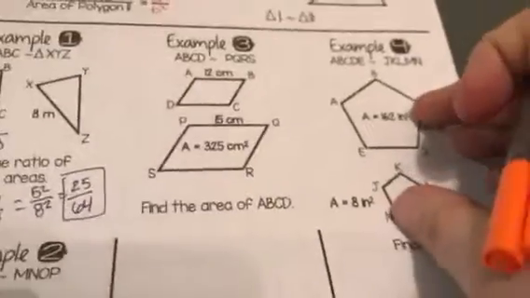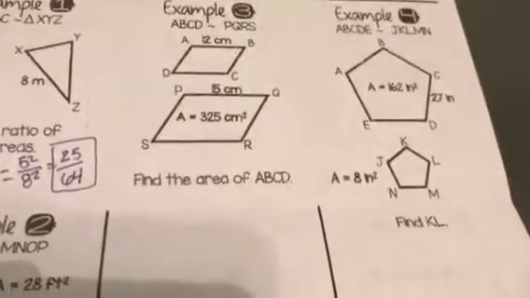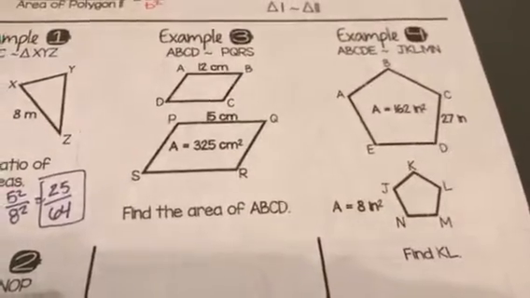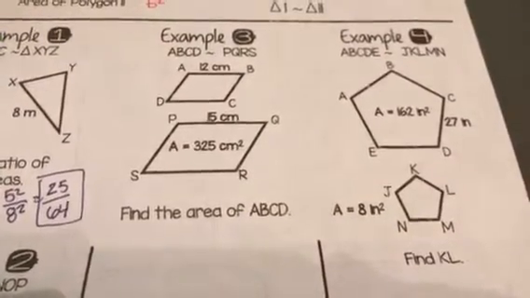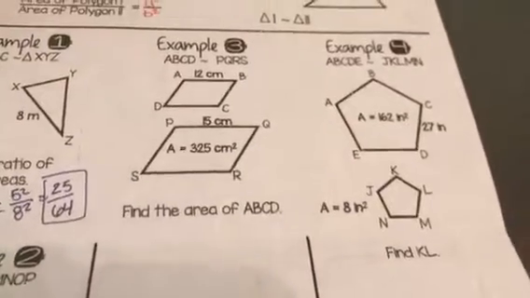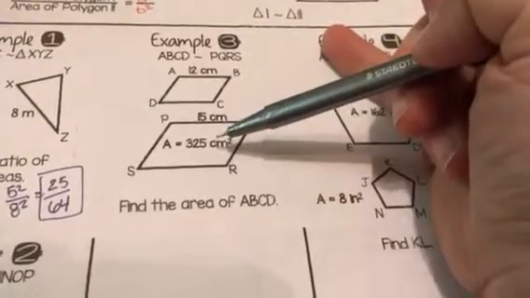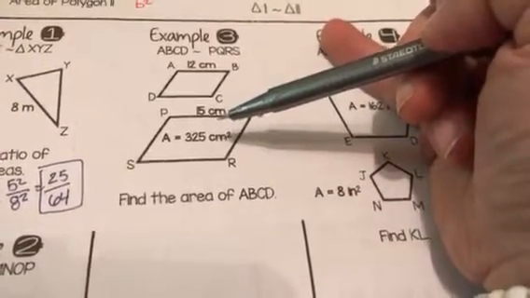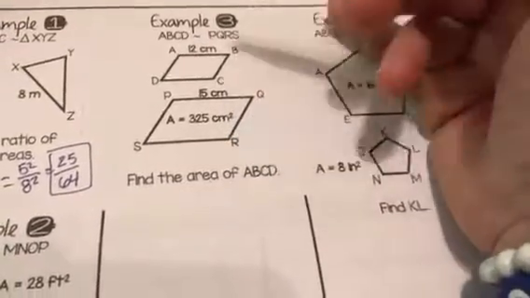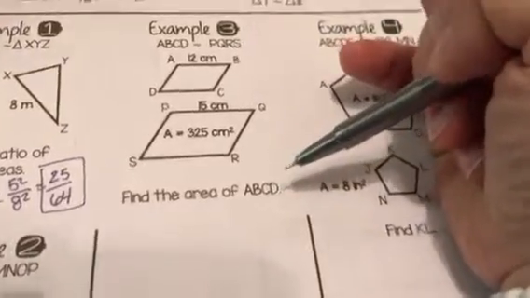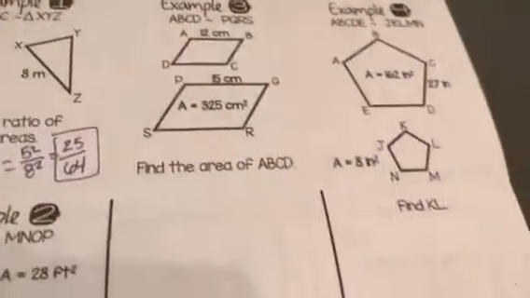Okay, example 3. We're given that polygon ABCD is similar to PQRS. We have the sides 12 and 15, and we have the area for one of them, which is 325. I need to find the area of ABCD. So the first thing I need to do is find the ratio of the sides. I'm going to go ahead and write that down here.